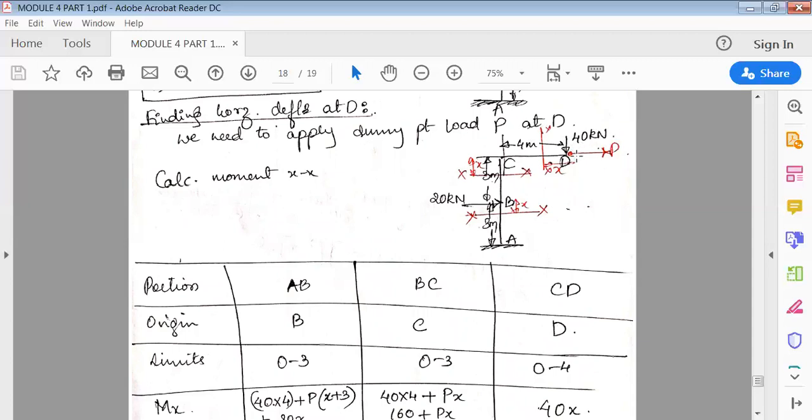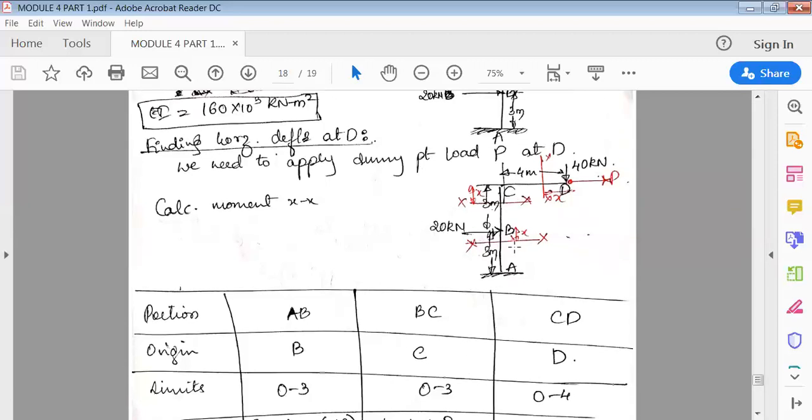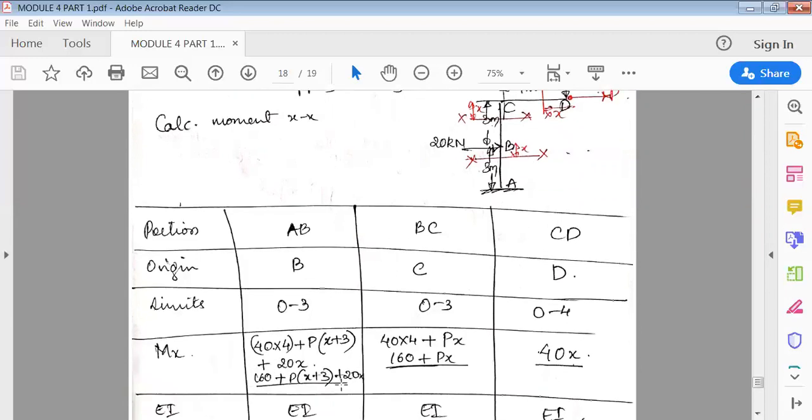So the 40 is going clockwise, so 40 into perpendicular distance 4. Next P, again it's going clockwise. It is P into this distance, so P into the perpendicular distance to reach this point. So it is P into x plus 3. Next, after this, there is also a load here. It is 20 into x, only this distance, so it is again clockwise, 20 into x. Solve this and keep it.